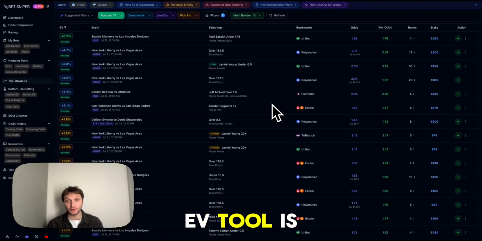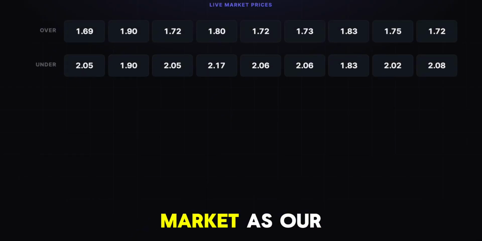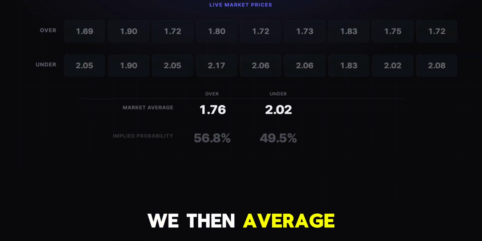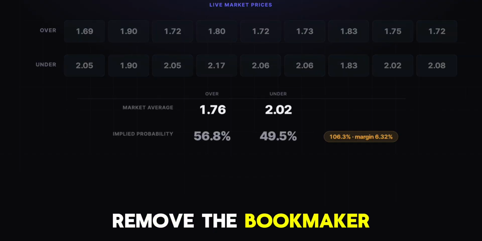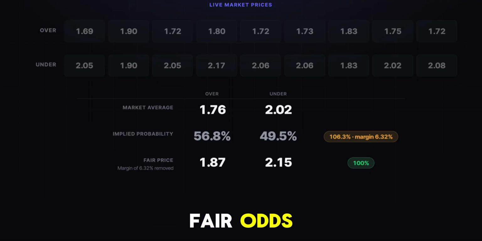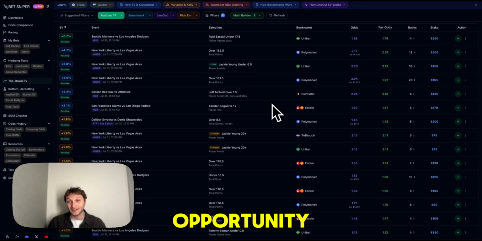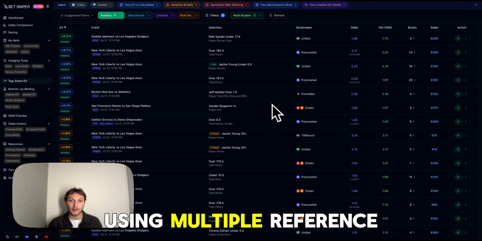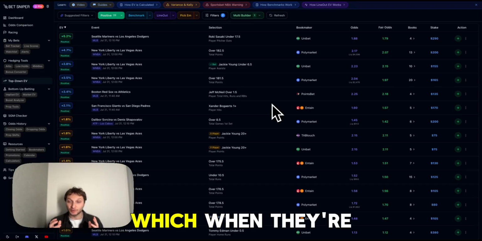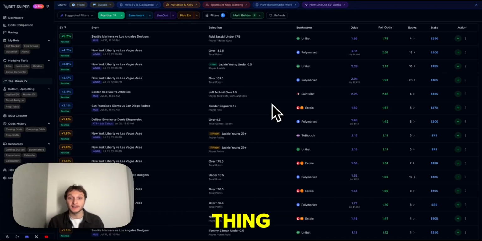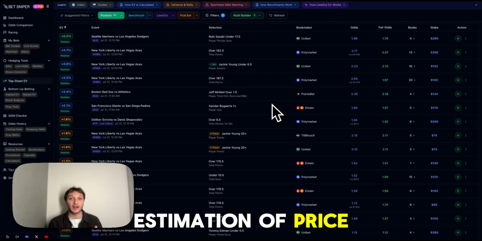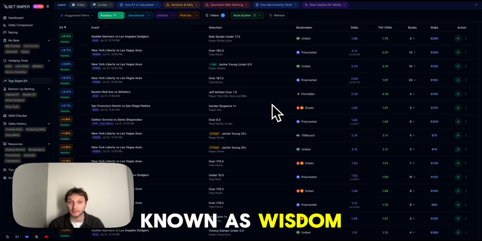So the positive EV tool is one of the more classic top-down betting strategies, and this is using the whole market as our benchmark. And so what we're doing is we're taking the market prices, we then average them, we then remove the bookmaker margin, and that leaves us with the fair odds. If we can find prices in excess of that, that is a positive EV betting opportunity. And why this is a good opportunity is because we're using multiple reference points, which when they're all trying to do the same thing, can be a really good true estimation of price. And this is a common theory known as wisdom of the crowds.